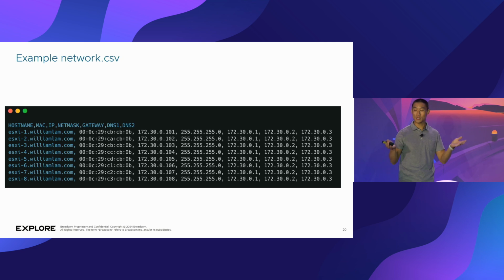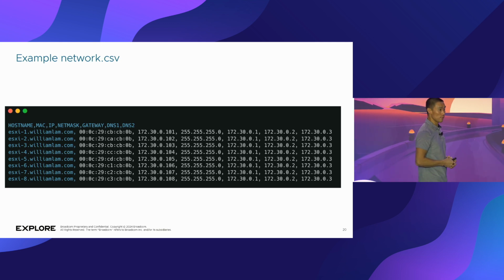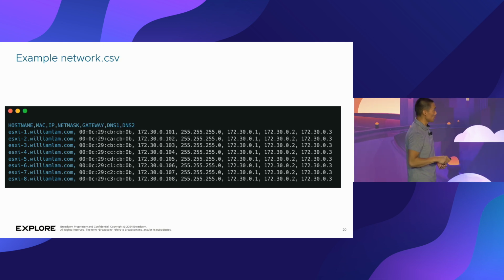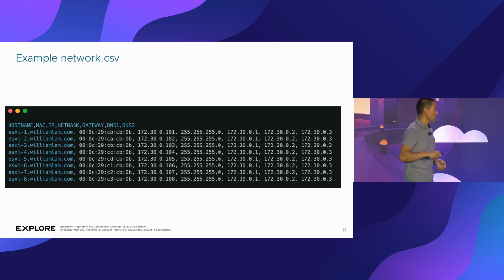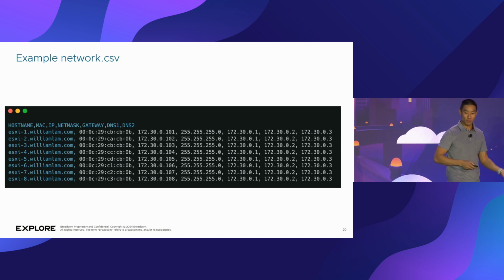So here's an example of that, right? Where I've got a basic network CSV file, and this can be any file. You get to determine that. You get to write the logic, you get to parse the file. So if you want it to be in JSON, CSV, or even just a plain text file. And all I have here is basically DNS entries, MAC addresses, IP, gateway, netmask, et cetera. And this is a file that I store on a web server.